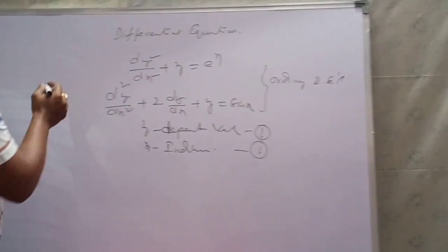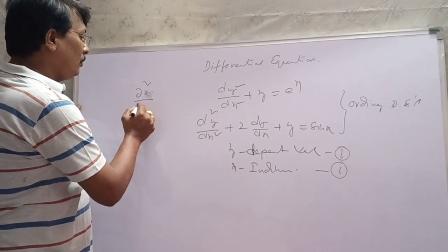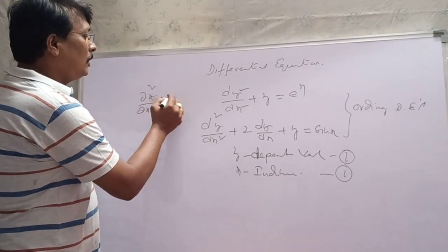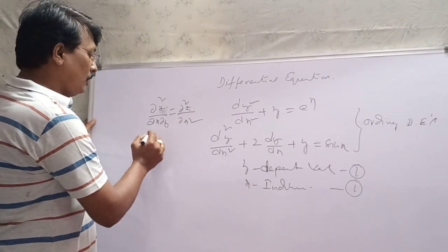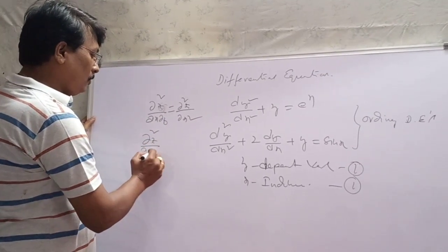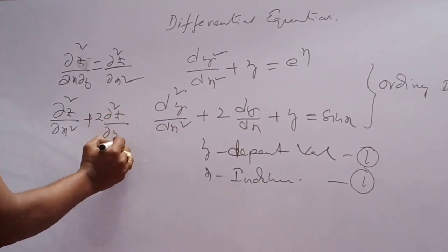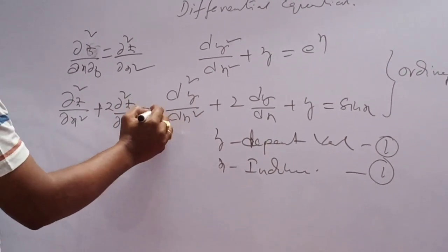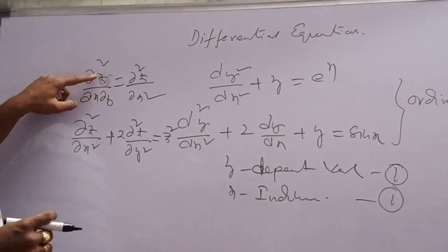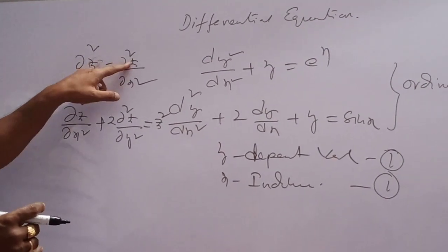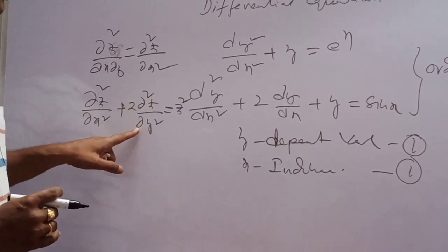Okay. Suppose the dependent variable is one and the independent variables are two or more. That is dou square z by dou x dou y equal to dou square z by dou x square. Again you observe dou square z by dou x square plus 2 into dou square z by dou y square equal to some z square, like that. Okay, so you observe dou square z by dou x dou y, dou square z by dou x square, dou square z by dou y square.